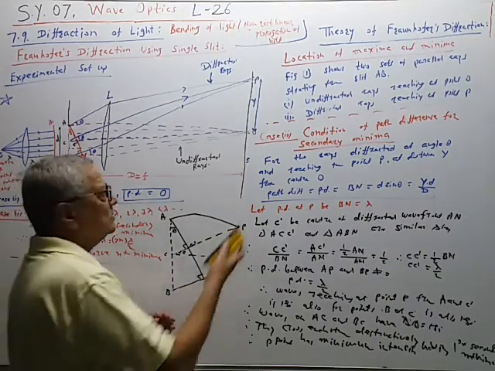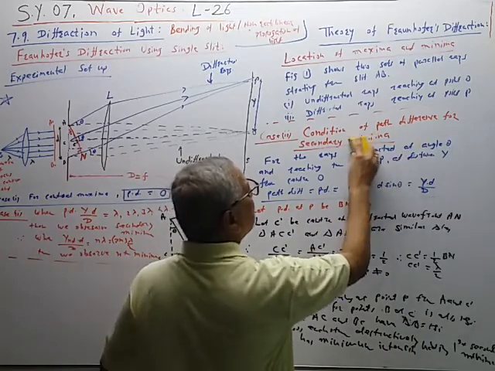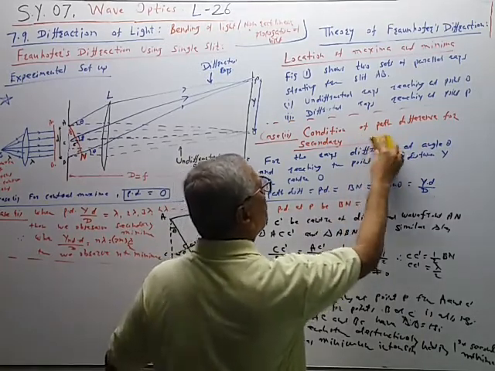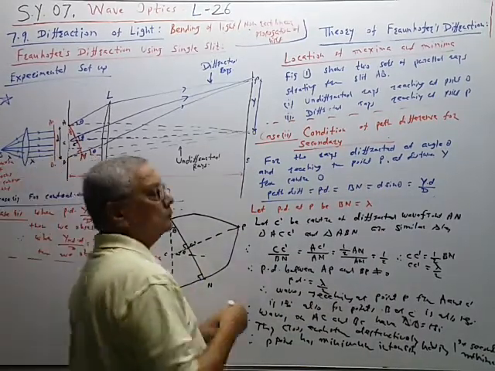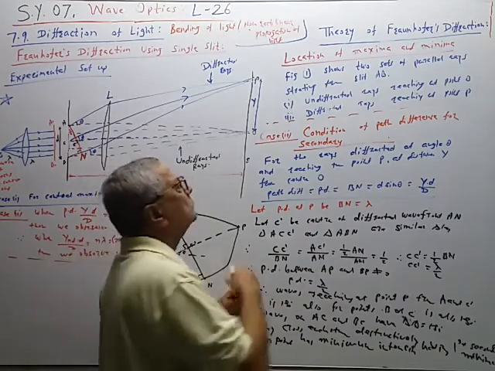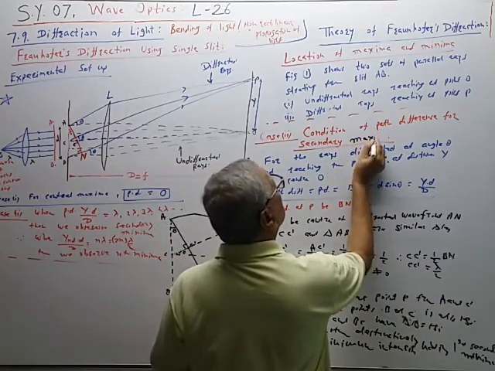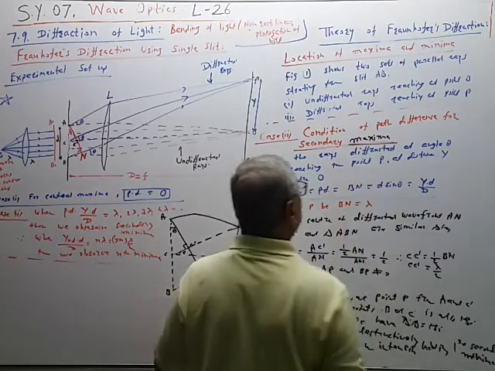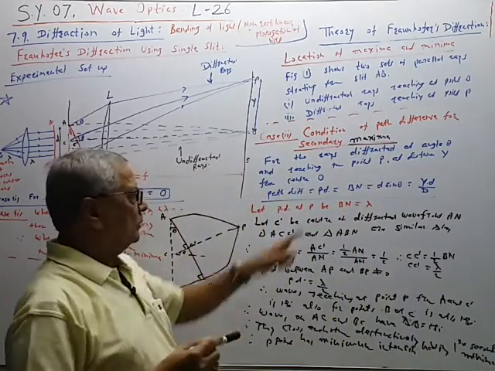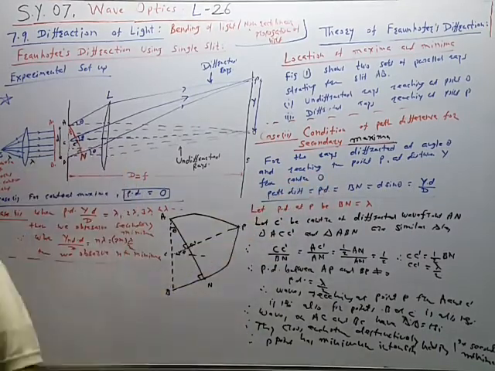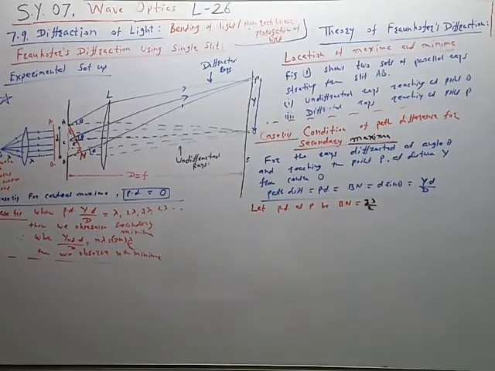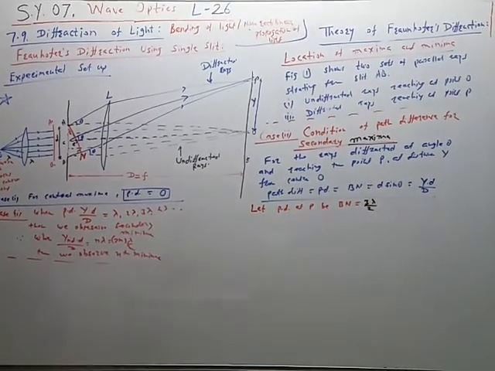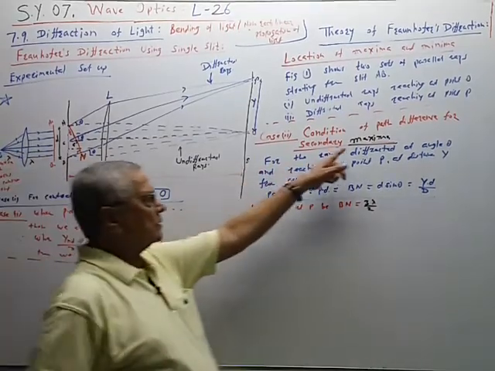Now let us see this next case. Condition of path difference for secondary maxima. Secondary maxima. तर इथे फक्त आपल्याला चेंज करावं लागेल. या व्हॅल्यू तर जनरल येते. So let us see this condition of path difference for secondary maxima like this. So now we will see the next case, condition of path difference for secondary maxima.